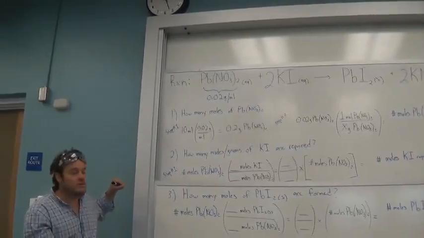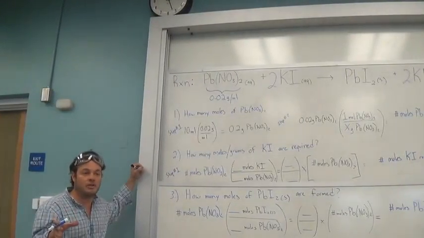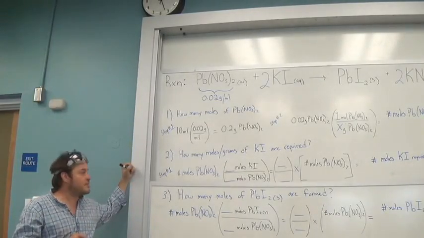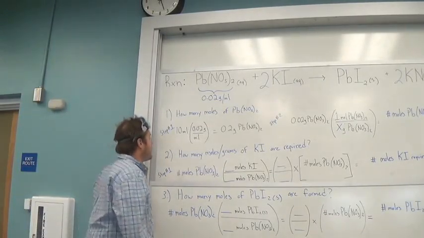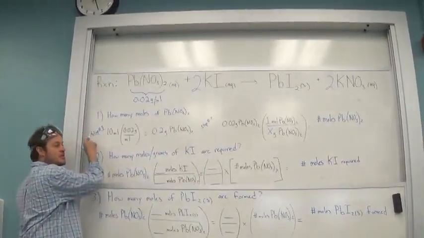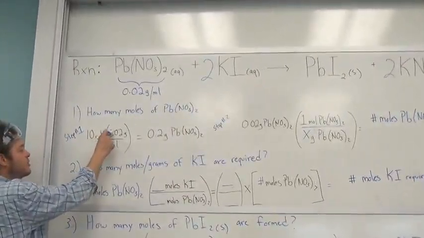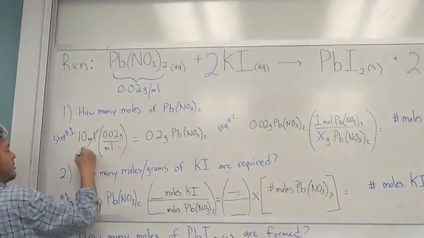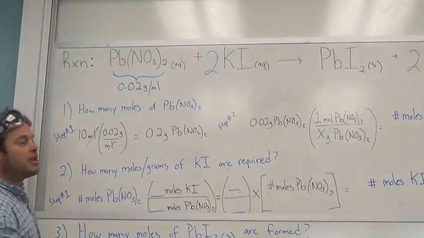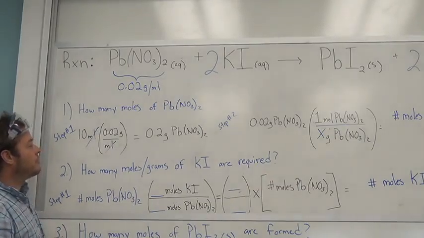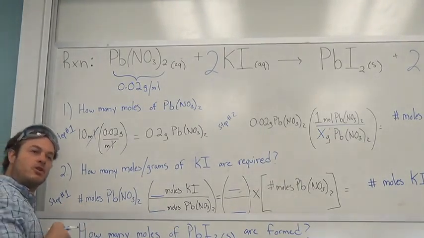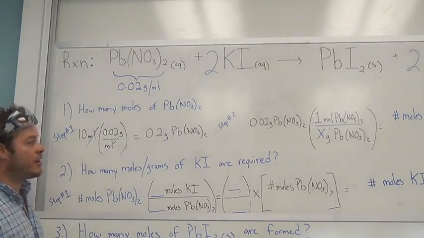The first thing you're going to do is ask yourself, in that volume that I've selected of the lead nitrate, how many moles of lead nitrate are present? So you've got 10 milliliters of a solution that is 0.02 grams per milliliter. Multiply those together, milliliters cancel in the numerator and denominator, and we find out that we have exactly 0.2 grams of lead nitrate. So now we know the mass of the lead nitrate in that solution.